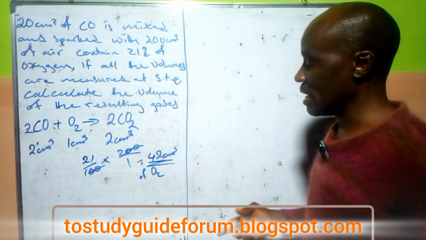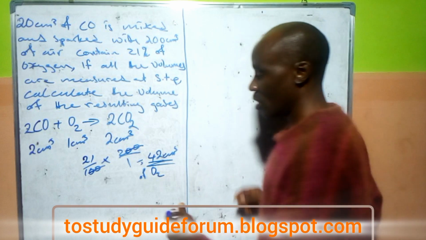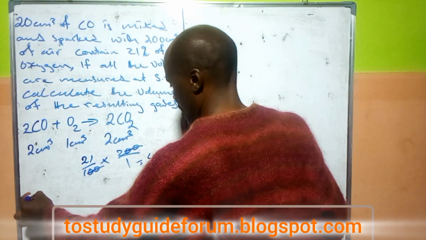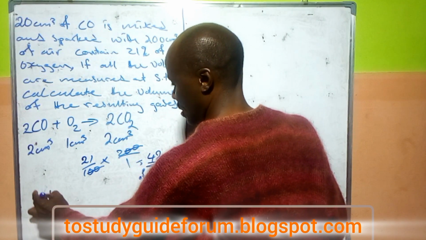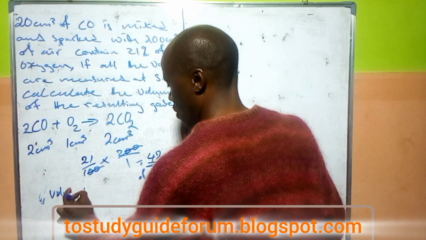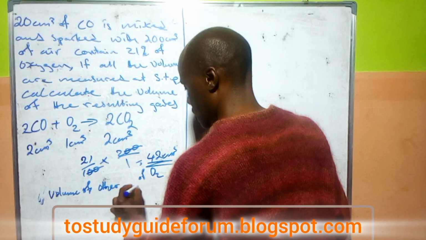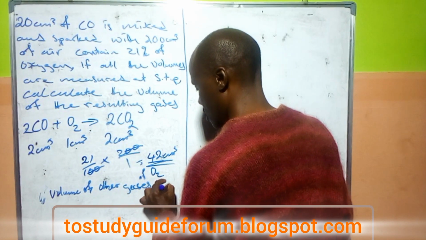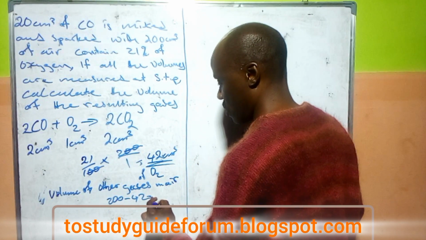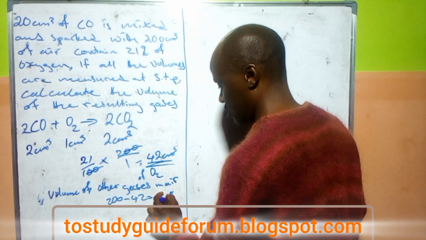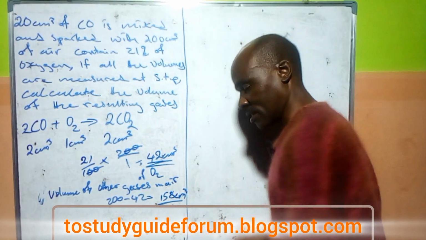Now, what remains here is the rest. Since we have 200 cm³ of air, the rest of it is other gases we can see in the air, like nitrogen and noble gases. The volume of other gases in air will then be 200 minus 42. That will give us 158 cm³ of other gases that will remain here.